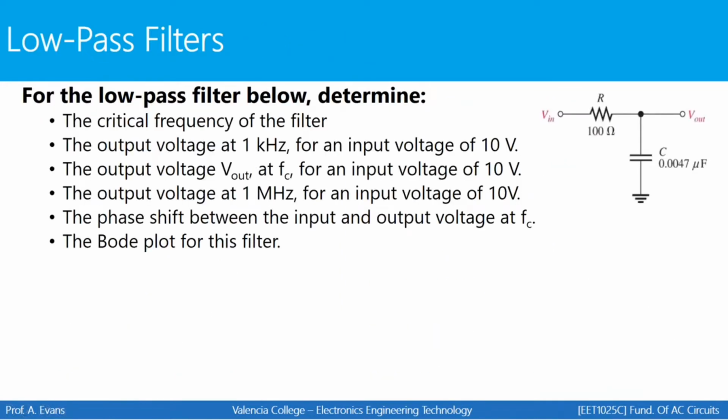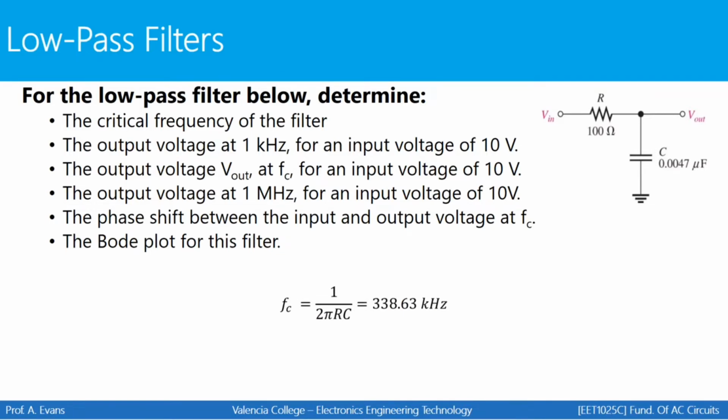So now let's do some examples. For the low pass filter below, we're going to determine the critical frequency, the output voltage at 1 kilohertz, the output voltage at the critical frequency, and the output voltage at 1 megahertz, all for an input voltage of 10 volts. We're going to look at the phase shift between the input and the output, and then we're going to draw our first Bode plot for this filter.